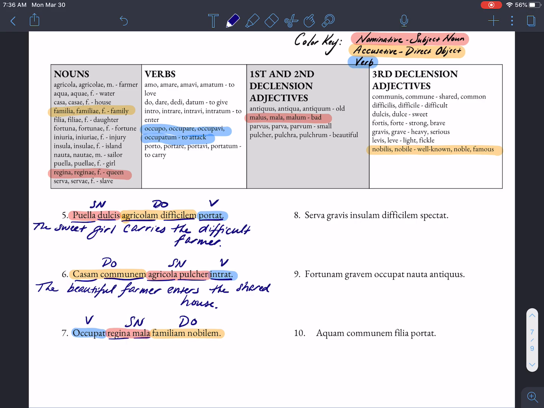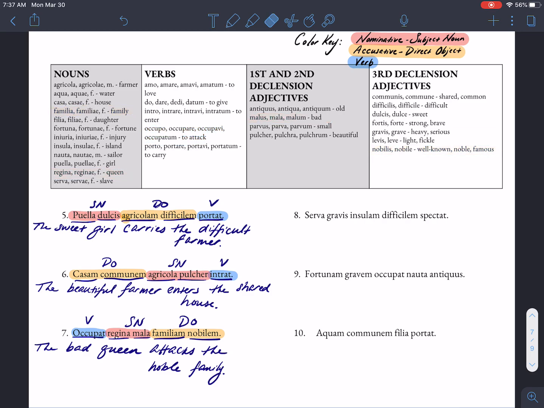All right, so let's synthesize or put together all of this information. So the mala regina, the bad queen, occupat, attacks, the nobilem familiam, the noble family. Okay? So that's number 7. Number 8. Serva gravis insulam difficilem spectat.